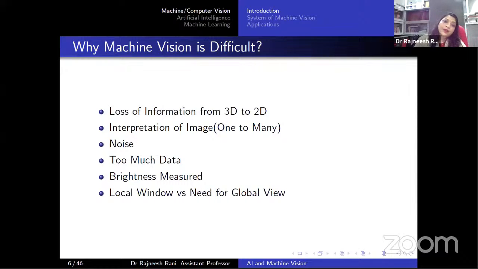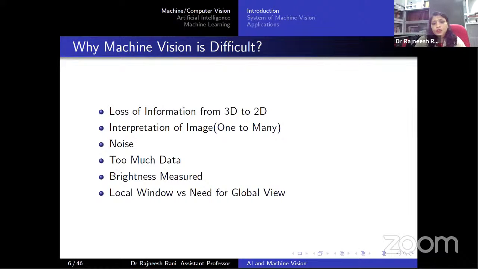Now the next difficulty is brightness measurement. Brightness measurement means if we take a photograph of a room when the light is on, and we take another photograph in the same room when the light is off, then a human person can easily understand that it is a picture of the same scene but in different lighting conditions. But if the computer system sees these two images, because the components and gray levels are totally different, the computer can interpret these two pictures differently. So this is again a reason that makes machine vision difficult.